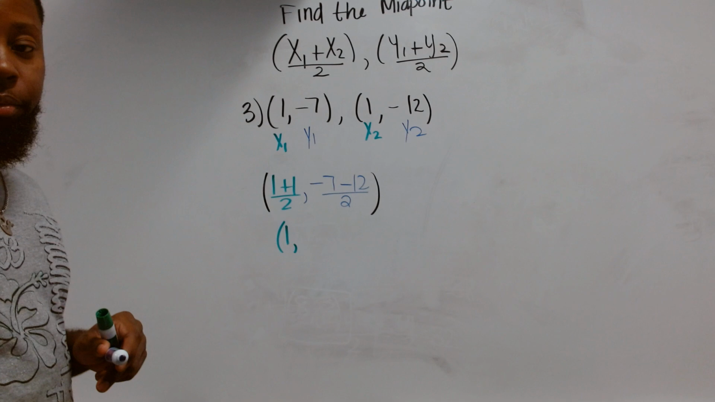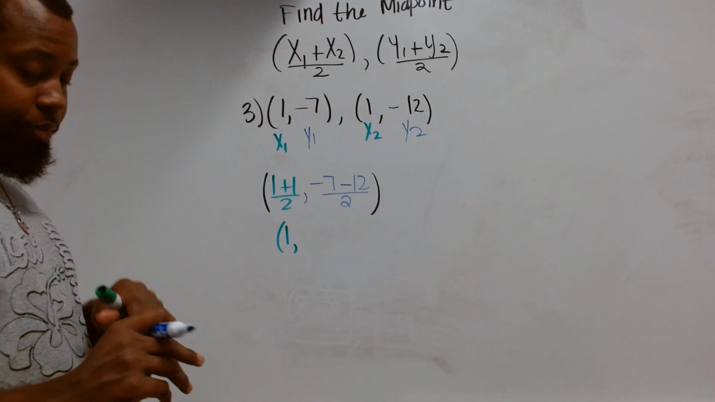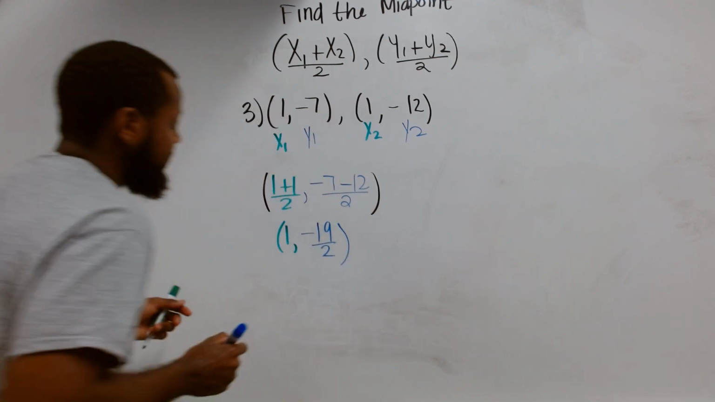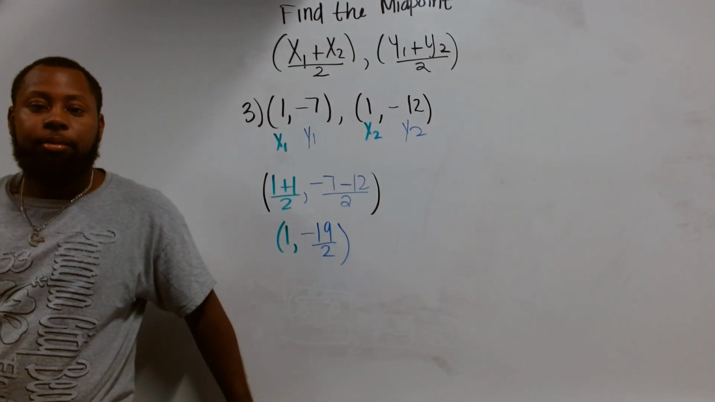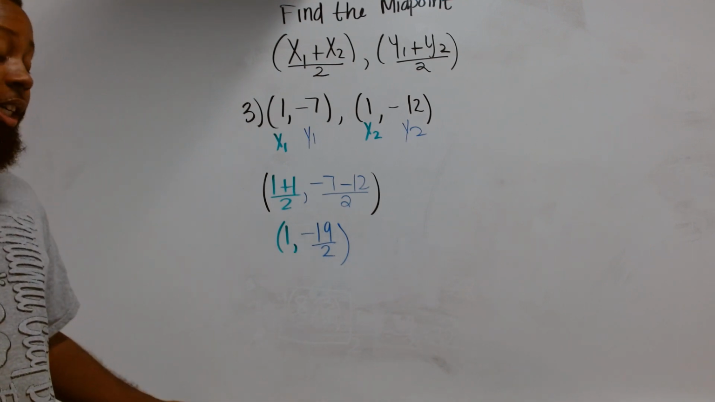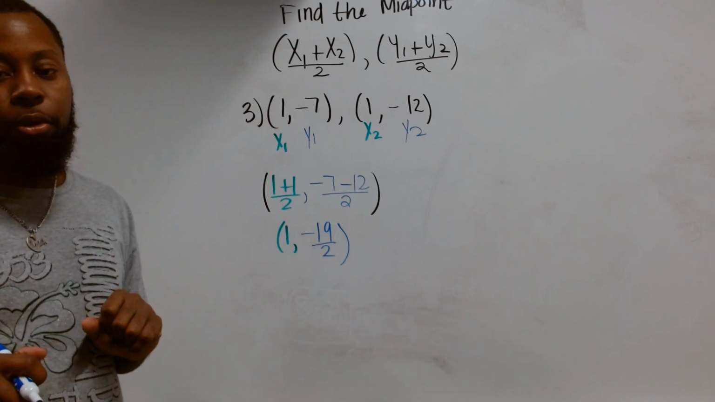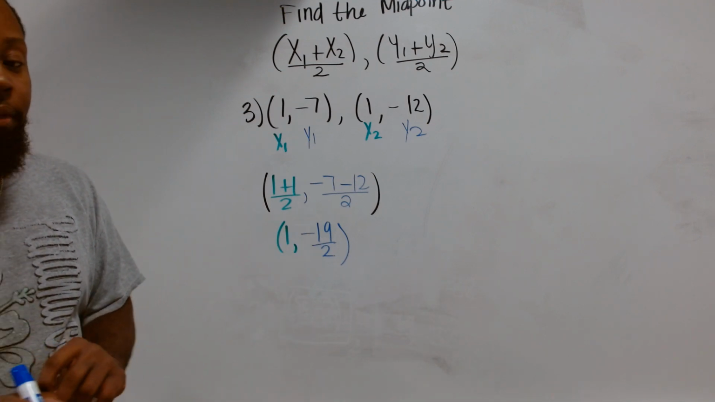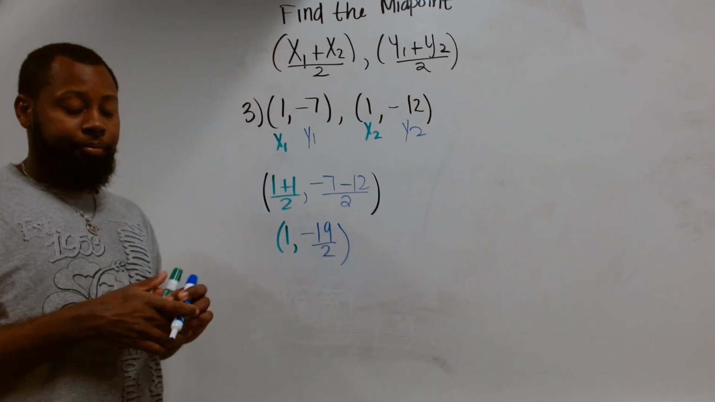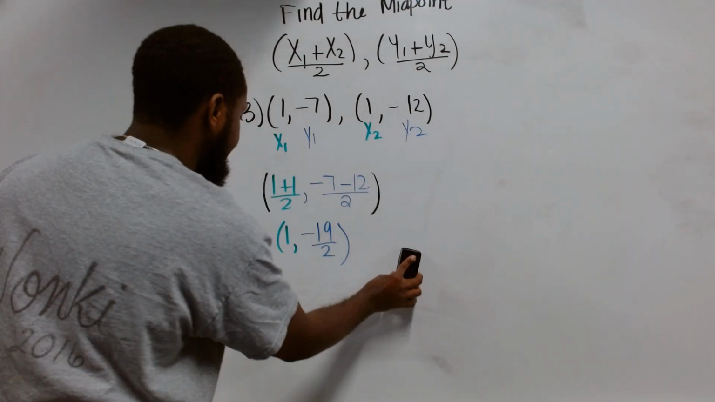Okay? So, we know 2 cannot go into negative 19 evenly. So, your best bet is to leave it like that: 2, negative 19 over 2. If you'd like to convert it to decimals, you can. But because I'm working on this by hand, we're going to leave it in fraction form. If not, that's fine. So negative 19 over 2 will be your answer. Now, onward to question 4.